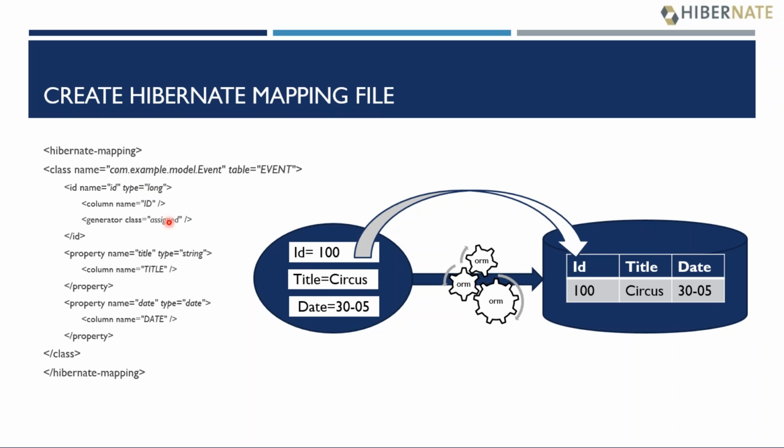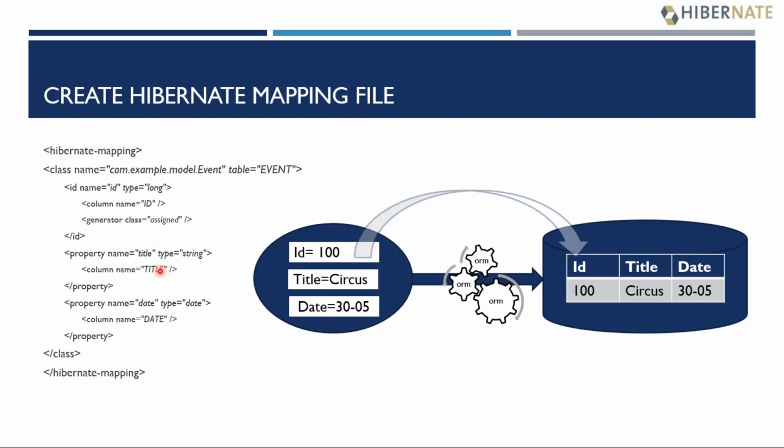If you're using generator class equal to assign, it means the Hibernate framework will not generate the ID, so you have to assign the ID yourself, like 100, 101. If you're using increment or native, the system will generate it by itself.